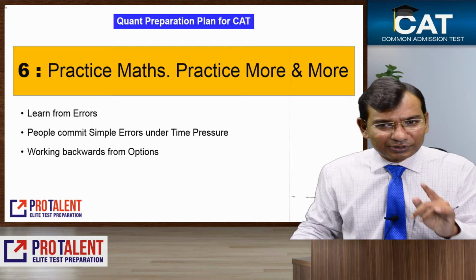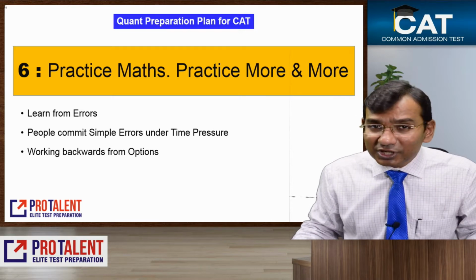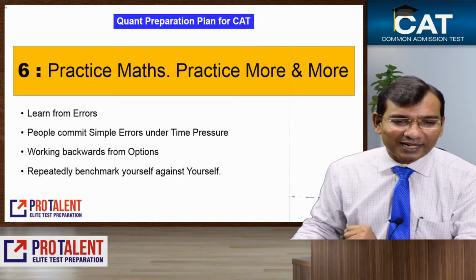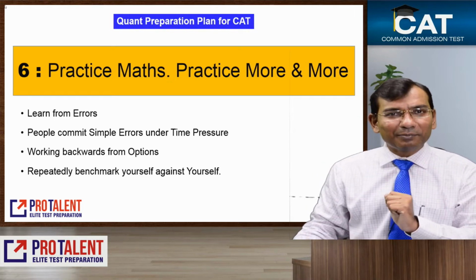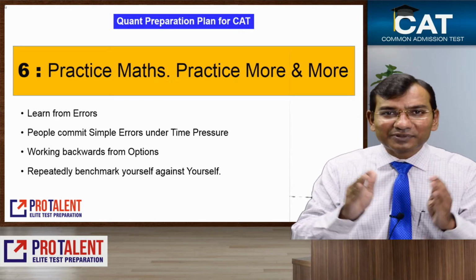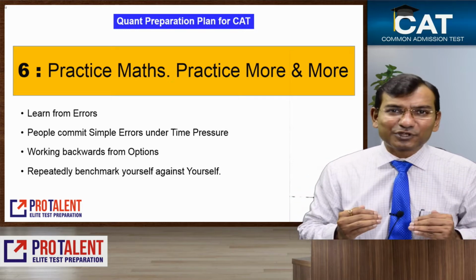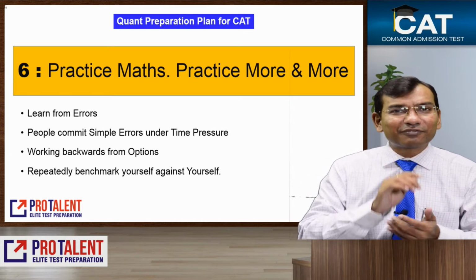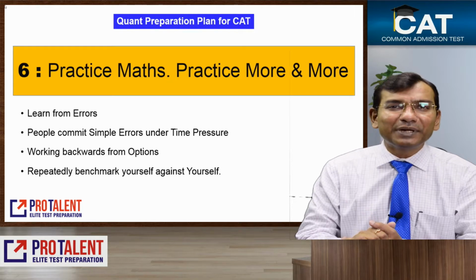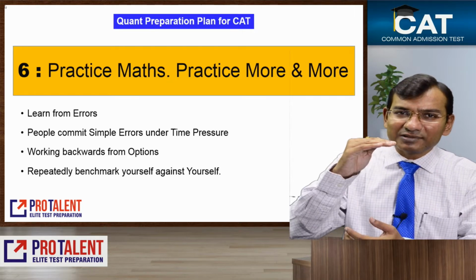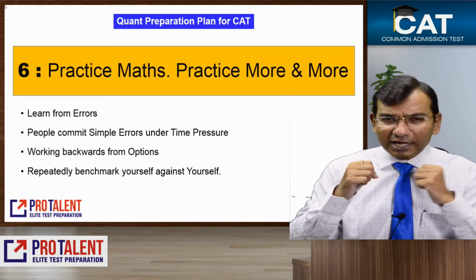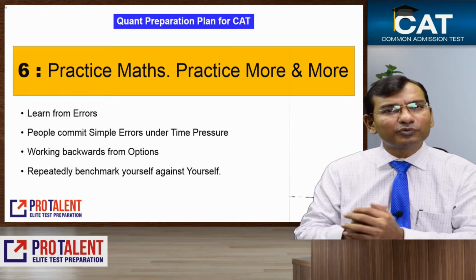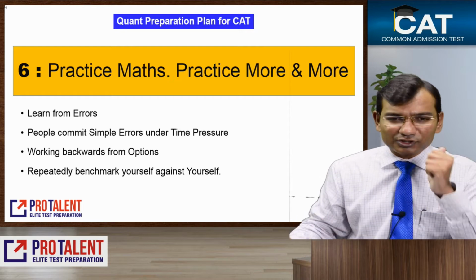You should also develop working backward from the options. That's another method you need to master, and repeatedly benchmark yourself against yourself. Remember, you are competing not with others, but with yourself. The toppers of CAT always compete with themselves. They benchmark themselves with their previous score and try to improve. They try to improve their stamina. They try to improve their intellectual capability. So this is very important.